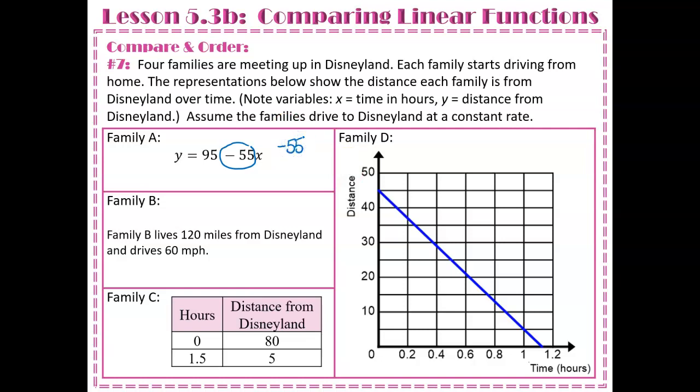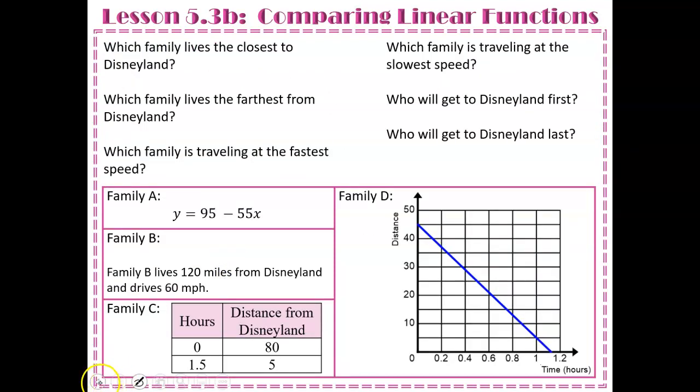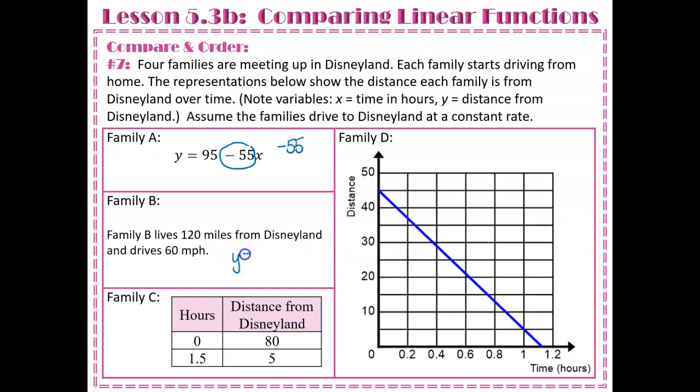So if you take the next one, we're going to put an equation for that one. So they gave us the rate. I'm going to back up here. They gave us the rate, that's 60 miles per hour, and your starting point is 120 miles away from Disney.